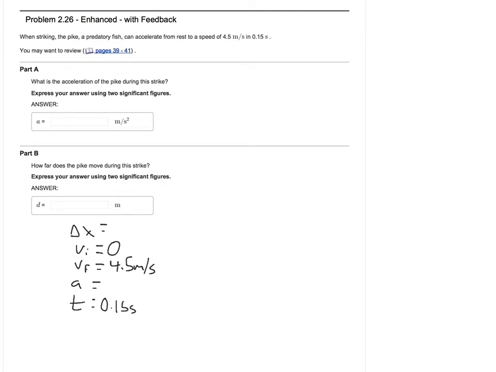We actually have two formulas. I'm just going to do the Vf equals Vi plus at, but we can use our formula from before for acceleration. So I have 4.5 equals 0 plus a times 0.15. I divide both sides by 0.15 to get an answer of 30 meters per second squared.